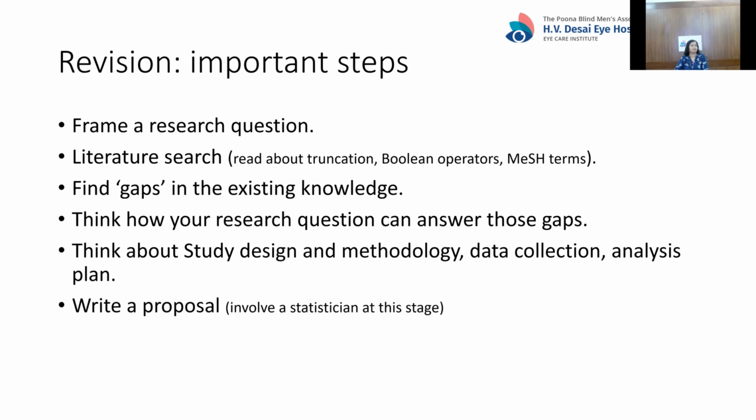Now, when you're doing literature research, also read about these terminologies, which I'm not going to elaborate upon for lack of time: truncation, Boolean operators, MeSH terms, etc. Once you localize the gaps in existing knowledge, think how your research question can answer those gaps. Think about what study design is most suitable for your research question, and what are going to be your methods for data collection, analysis plan, etc. And start writing a proposal.